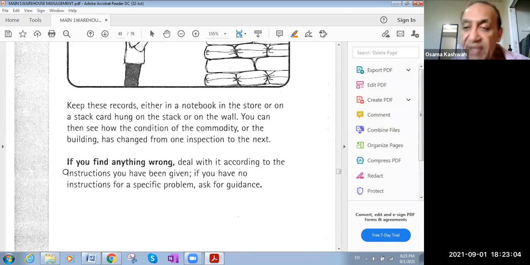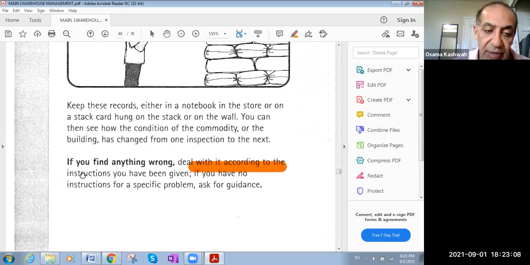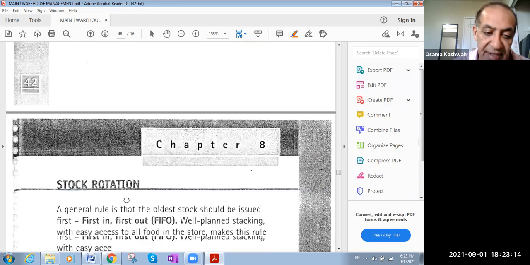If you find anything wrong, what will you do in that case? Deal with it according to the instructions you have been given. If you have instructions for a specific problem, ask for guidance.